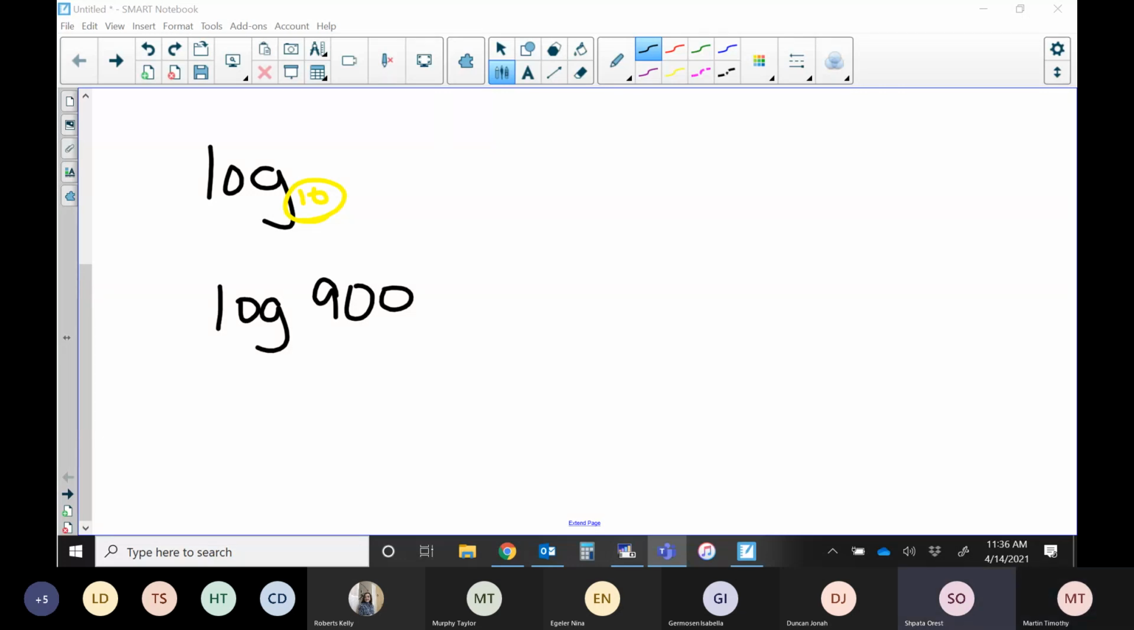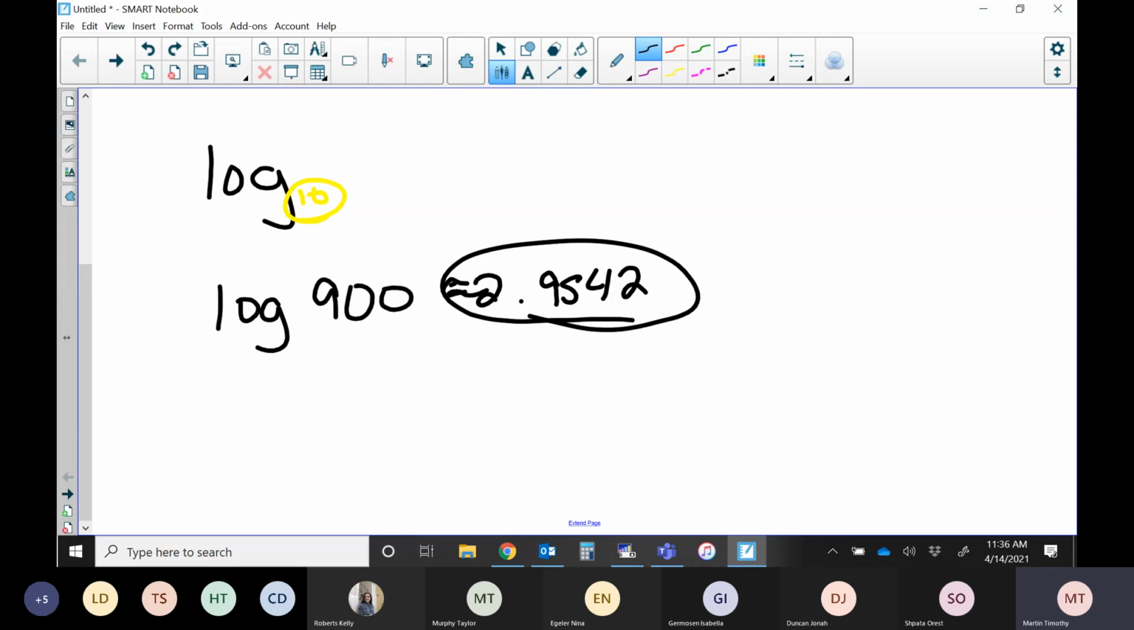Yeah, I got it. Everyone should be trying that on their calculators. If you do that, that should mean 2.9542, around there. Why does that answer make sense, by the way? Make that make sense for me. What does this really mean?